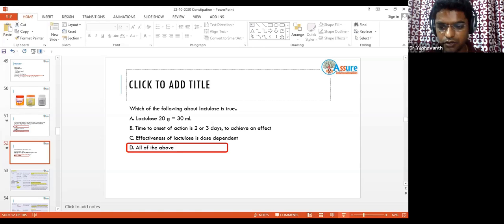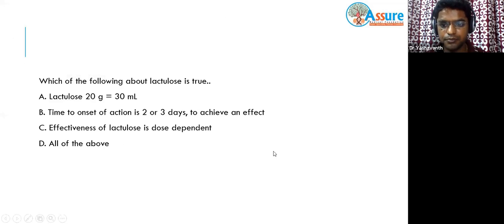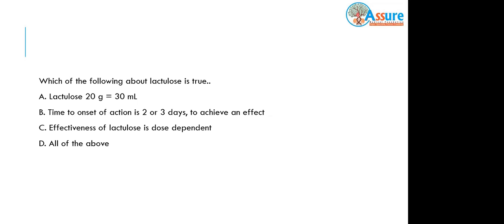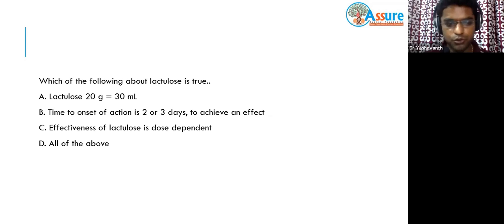So the answer is all of the above. Normally when someone writes lactulose, they write the dose as 20 grams of lactulose, or usually write 30 ml. What is recommended per time is 30 ml or 20 gram, so don't get confused. And it takes around 2 to 3 days to achieve an effect.